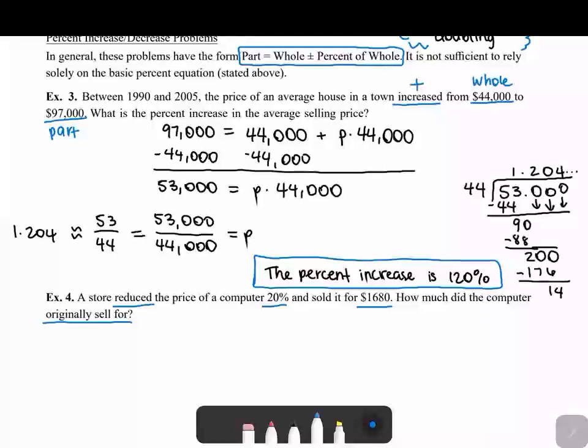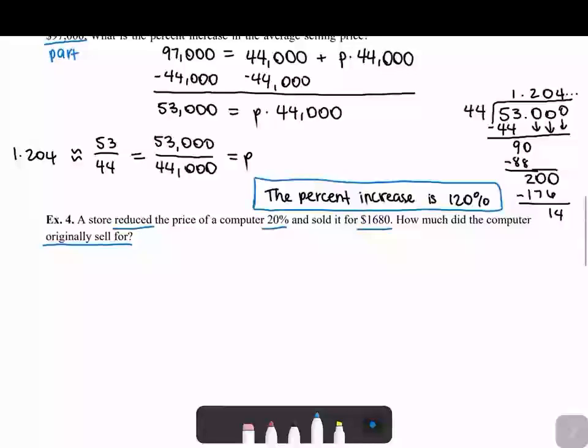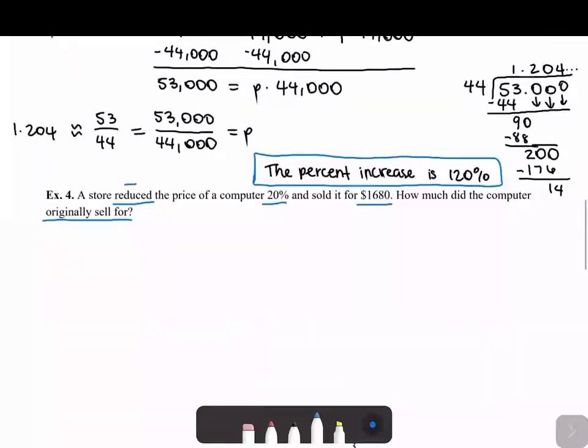Our increase or decrease word in this is "reduced," and reducing corresponds with subtracting. So we reduce the price by 20%. That's going to be our percent, so I'll just go ahead and put percent here.